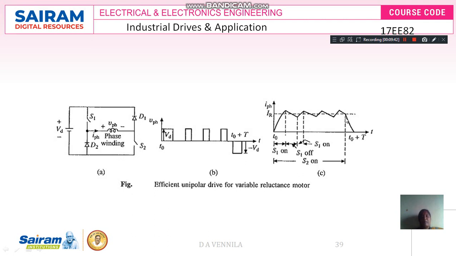So at time t equal to t naught plus T, both S1 and S2 will be switched off. Likewise, the charging and discharge, that is the current building up in the phase winding, will be happening.